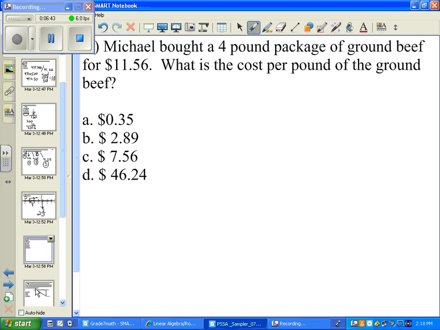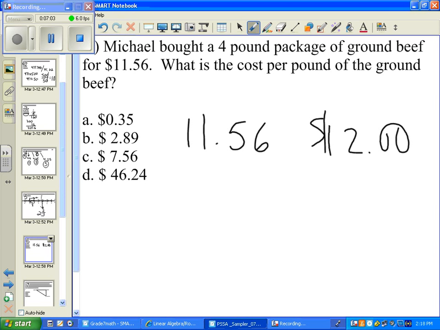Well, we can figure this out. I would suggest you take something like this and you say 11.56. Well, what's that close to? It's awfully close to, what's it close to, which is divisible by 4? Well, it's awfully close to 12.